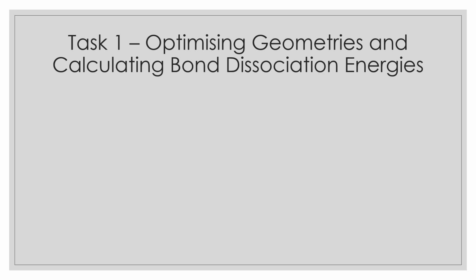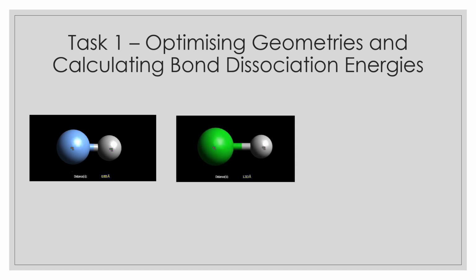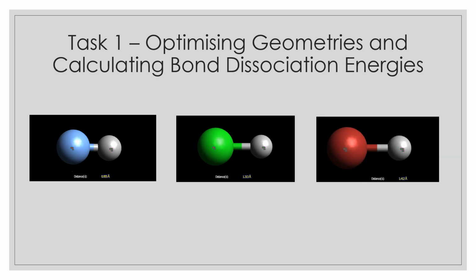Subsequently, the results we achieved were, for hydrogen fluoride, 0.955 angstroms, for hydrogen chloride, 1.313 angstroms, and for hydrogen bromide, 1.412 angstroms, which is as we expected since the bond lengths would get longer with more electron shielding. A larger amount of electrons means less attraction from a nucleus, and so a greater bond length.